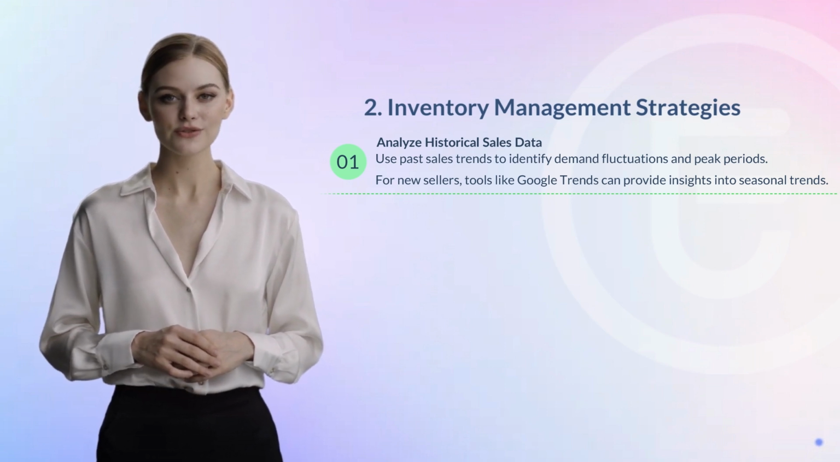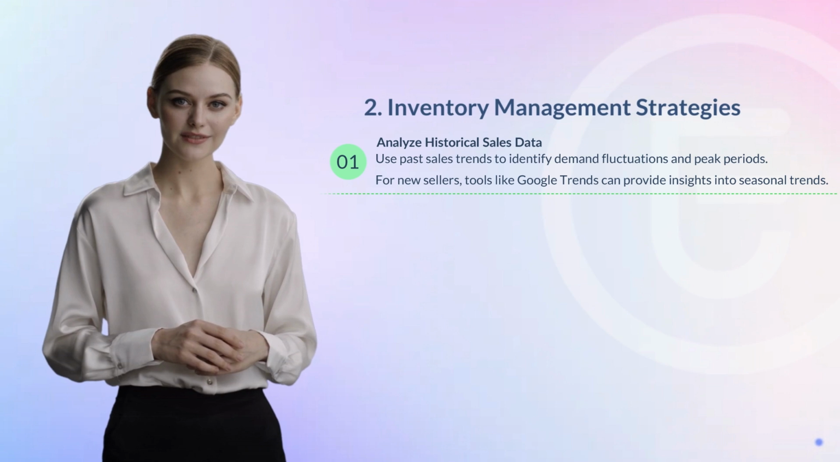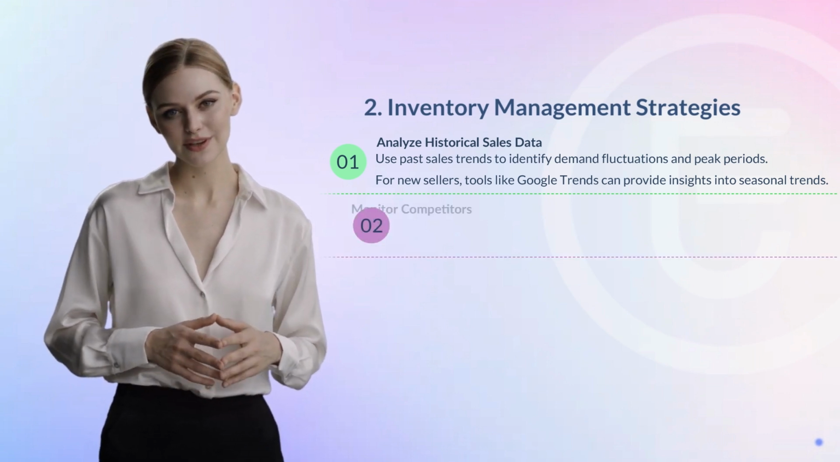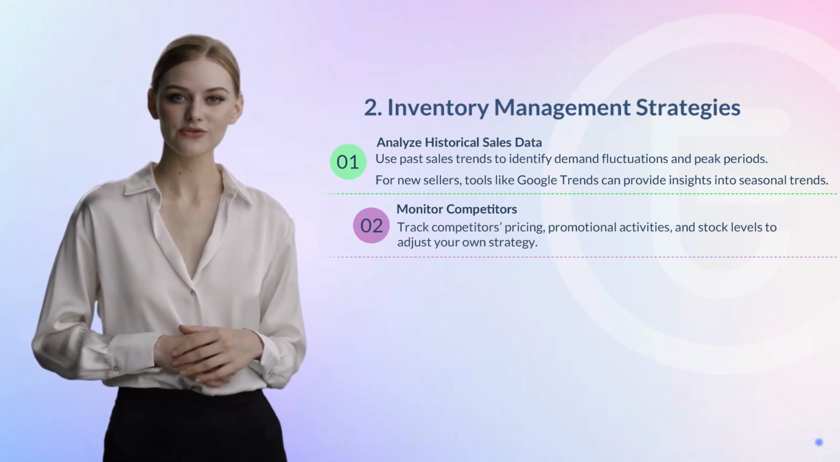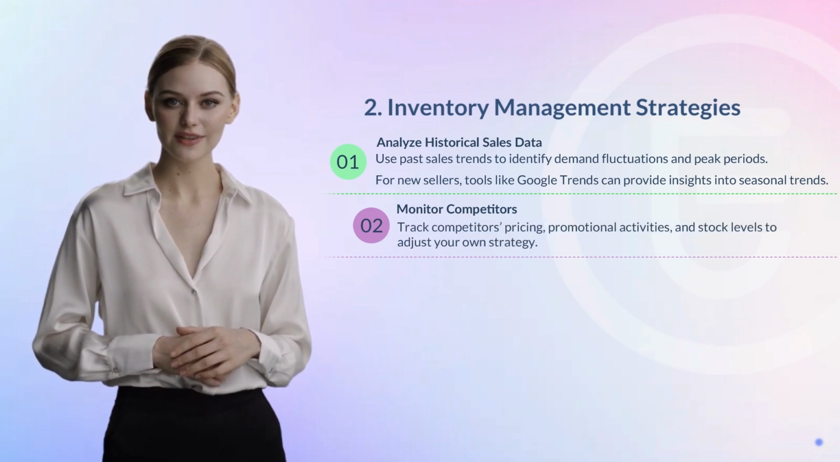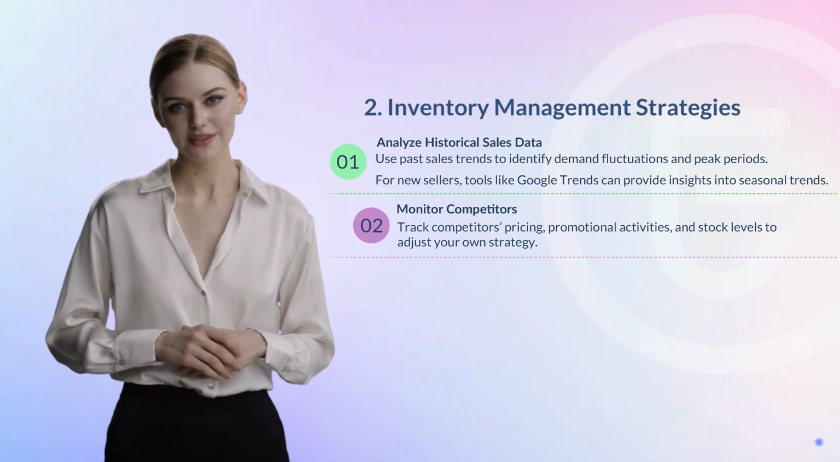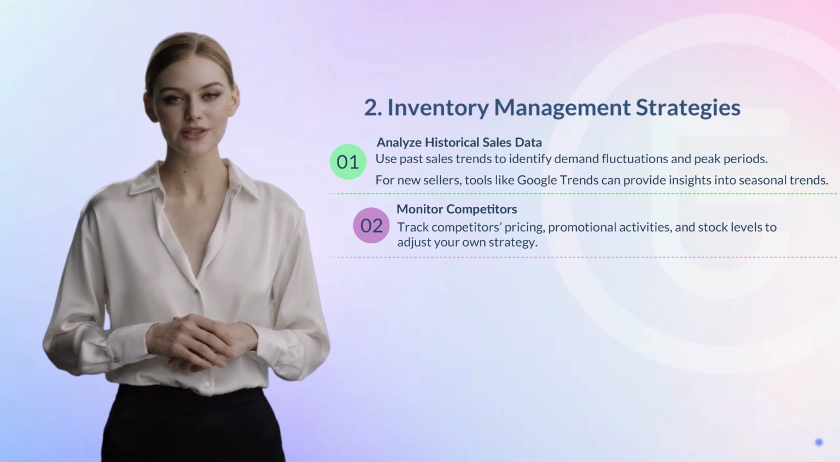For example, searching candles on Google Trends shows that demand peaks during winter, particularly in November and December. Monitoring competitors is another essential practice. Track their pricing strategies, promotional activities, and stock levels during both peak and off-peak seasons. This allows you to adjust your strategy accordingly.